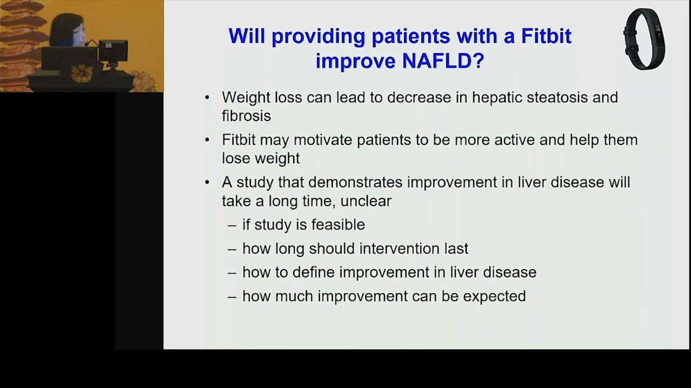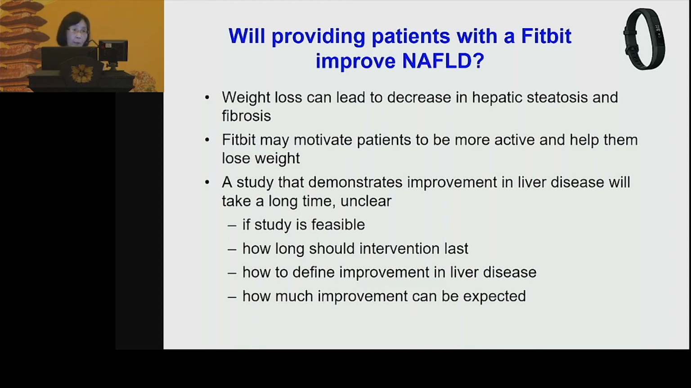So let's go through an example. Well, NAFLD, everyone wants to study NAFLD because no more Hep C, okay? So you want to see if I give every patient a Fitbit, would I actually motivate them to move more?